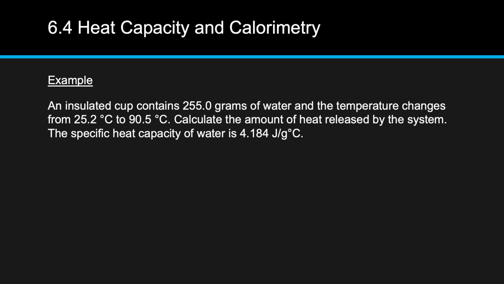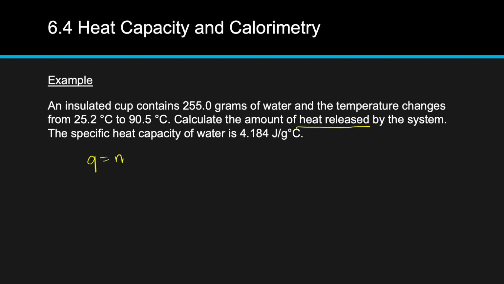All right, let's do a few examples. This one says an insulated cup contains 255 grams of water, and the temperature changes from 25.2 degrees Celsius to 90.5 degrees Celsius. Calculate the amount of heat released by the system. The specific heat capacity of water is 4.184. This one says calculate the amount of heat released by the system, which means they're already implying the sign in the question. So all you're giving me is the amount of energy, and that can be either in joules or kilojoules. Since we are calculating the amount of heat released, I know we are solving for Q.